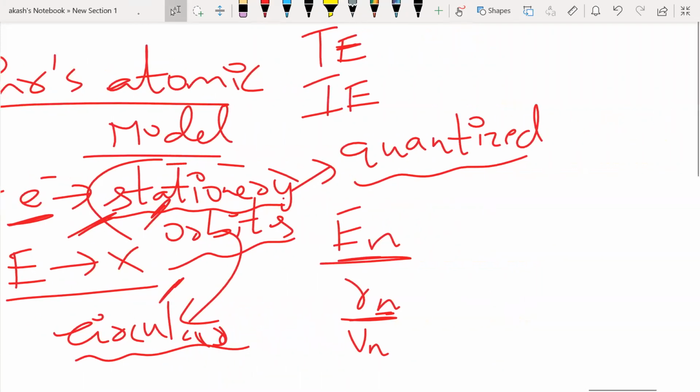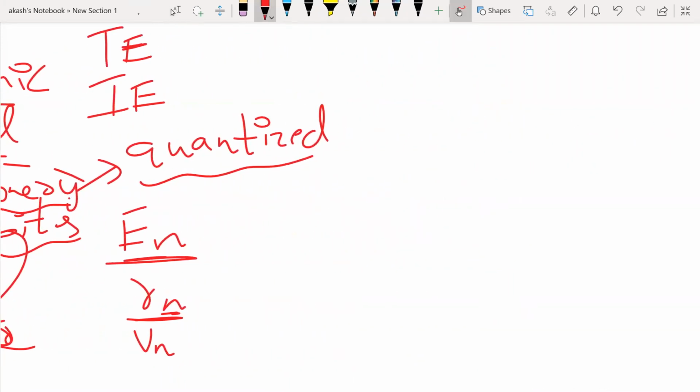So starting with En, or I'll start with radius. So radius Rn is equal to 0.0529 n square, or n.